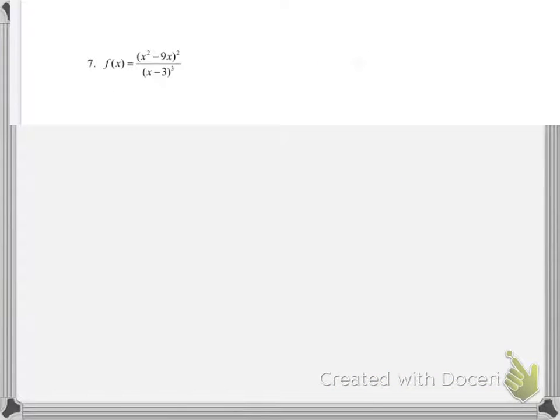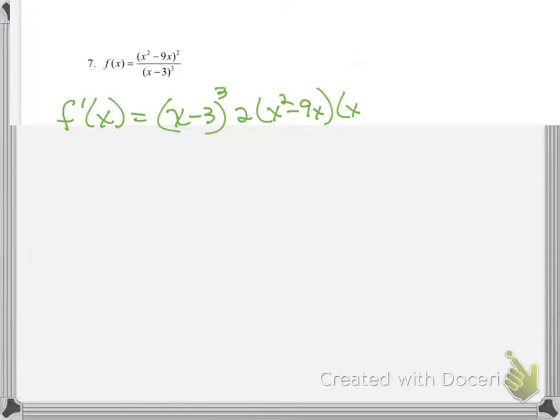All right, turn into 7. I have f prime of x equals low d high, so that's going to be 2 times x squared minus 9x, and then times x minus 3, 2x. Let me go back. Okay, minus that derivative, so 2x minus 9. So far I've done low d high, and then minus high.